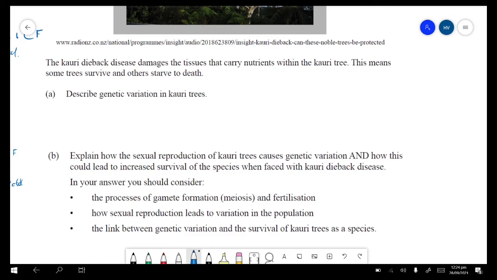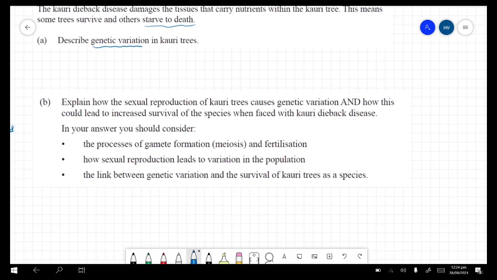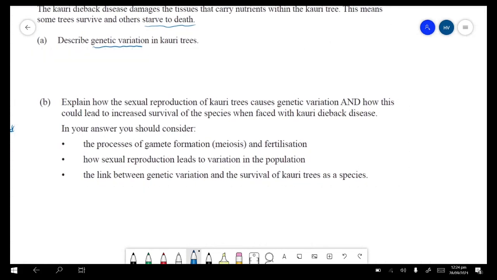Okay, so enough of a sidetrack. The kauri dieback disease damages the tissue that carries the nutrients within the kauri tree. This means that some trees survive and others starve to death. Describe genetic variation in kauri trees. And then question B is, explain how the sexual reproduction of kauri trees causes genetic variation, and how this could lead to increased survival of the species when faced with kauri dieback. In your answer, you should consider the gamete formation or meiosis and fertilization.